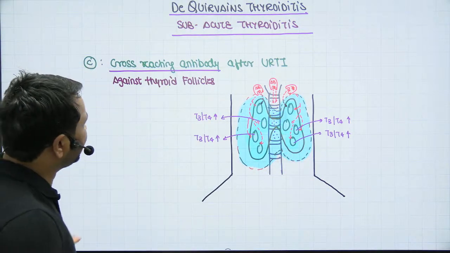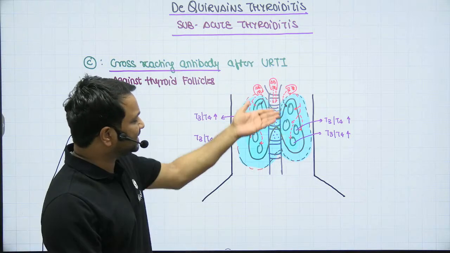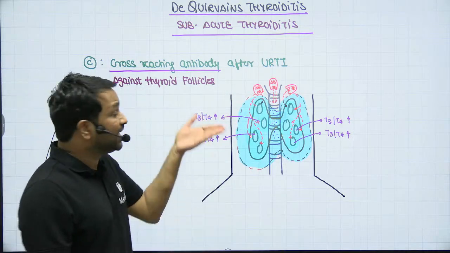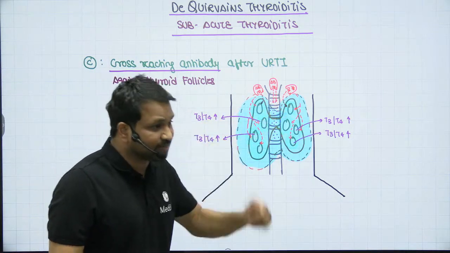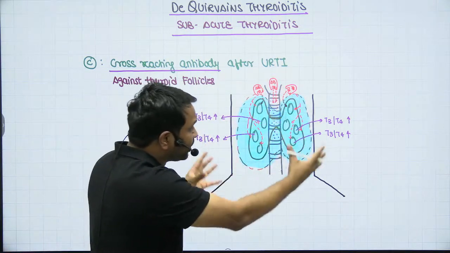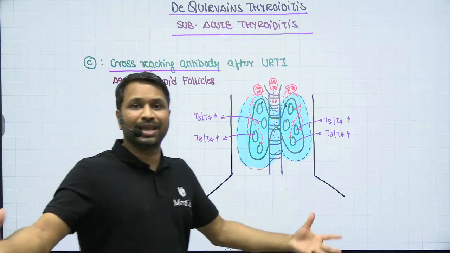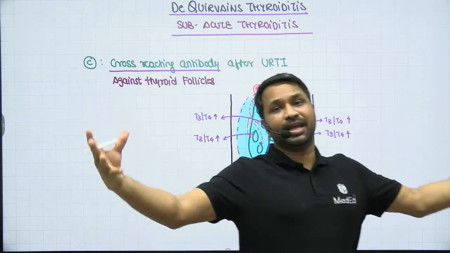In de Quervain's thyroiditis, there will be an upper respiratory tract infection resulting in cross-reacting antibodies. These antibodies will go and irritate the thyroid follicles. Irritation of the thyroid follicles will cause excessive release of T3 and T4 initially, hence causing a hyperthyroid status. And also because there's a lot of inflammation in the gland, that will cause edema. Edema will cause swelling of the gland, hence the neck swelling.